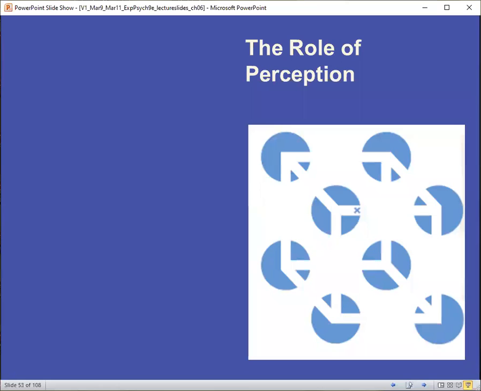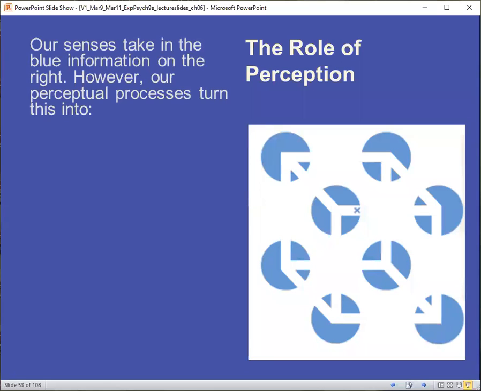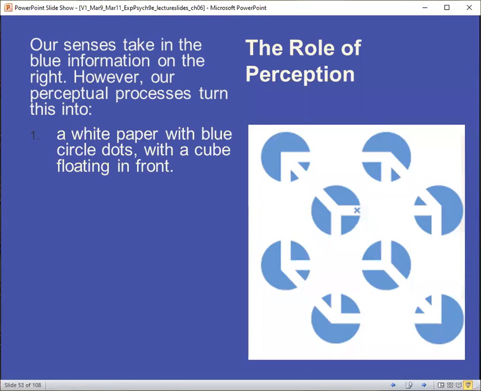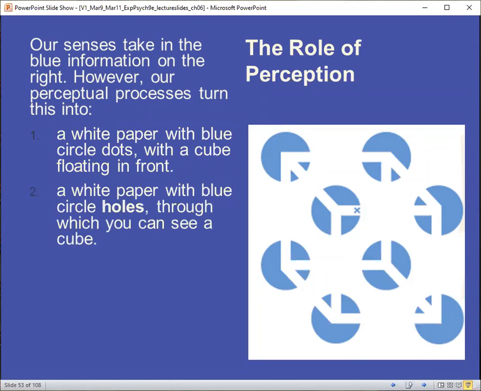So let's look real quickly at this first example. What you have here, our senses take in the blue information on the right. However, our perceptual processes turn this into the following: a white paper with blue circle dots with a cube floating in front. Some of you probably see that now. Or a white paper with blue circle holes through which you can see a cube.